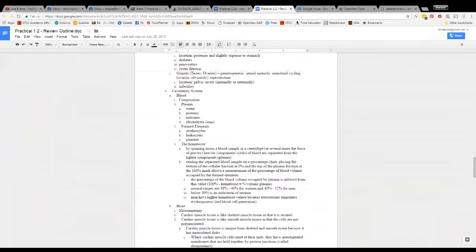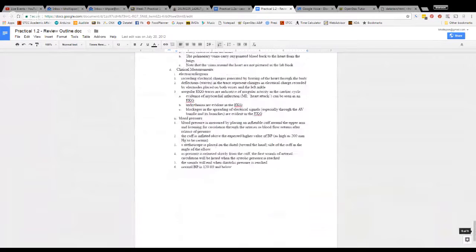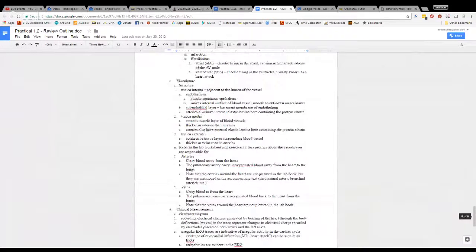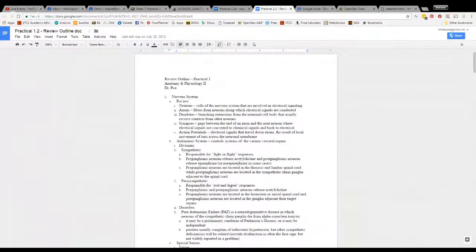Then the circulatory system, blood, heart, and vasculature. The point behind this is, again, it's a thumbnail sketch of what the course has covered up to this point. You can use this as a study aid along the lines of, as you're reading through this, the things that you understand and feel comfortable with, you probably don't need to spend a whole lot more time studying.